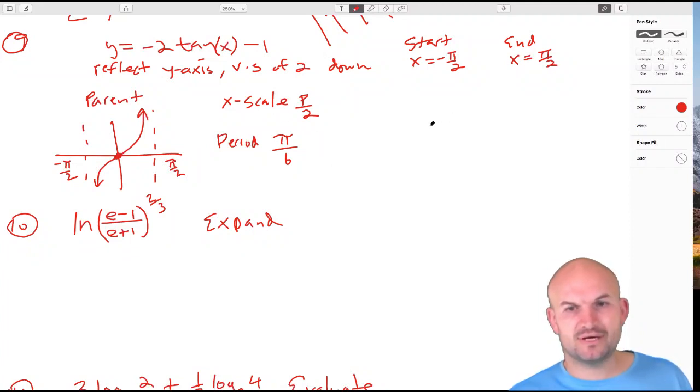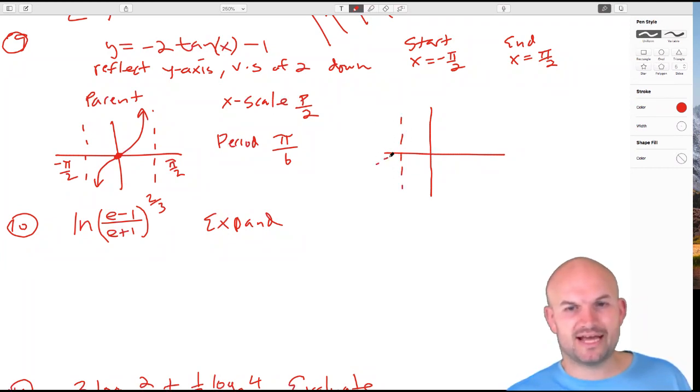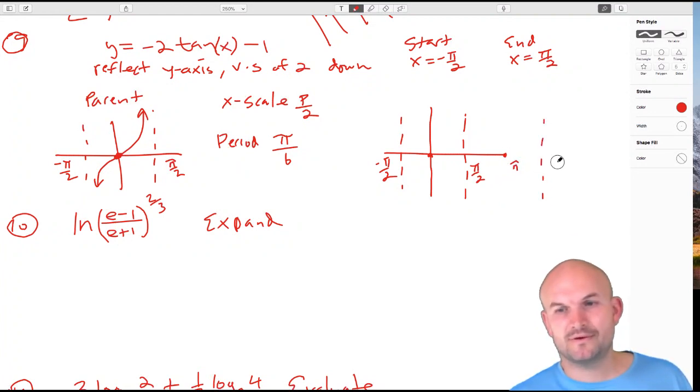All right, so if my period is pi divided by 2, so I have an asymptote here at negative pi halves. Here's 0. Pi halves. Well, if I add pi again, that's going to take me to pi. If I add pi again, that's going to take me to 3 pi halves.